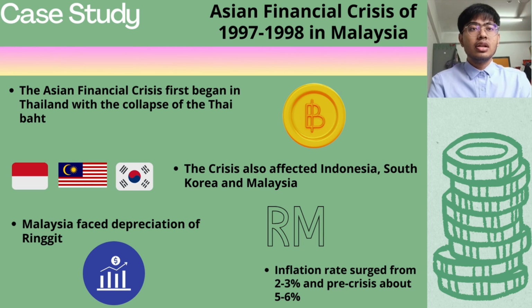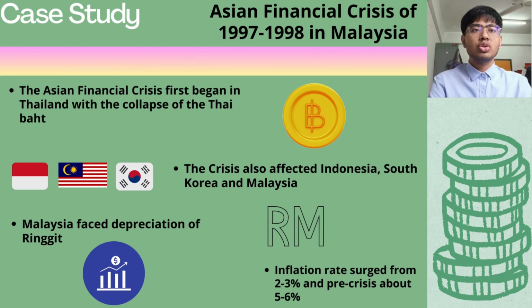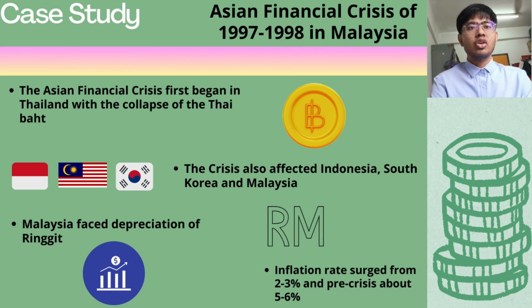In Malaysia, the crisis led to a sharp depreciation of the ringgit, which fell significantly against the US dollar. This depreciation increased the cost of imports, leading to higher inflation. The inflation rate surged from around 2 to 3% pre-crisis to about 5 to 6% in 1998. The increased price of goods and services added to the economic strain faced by the population.